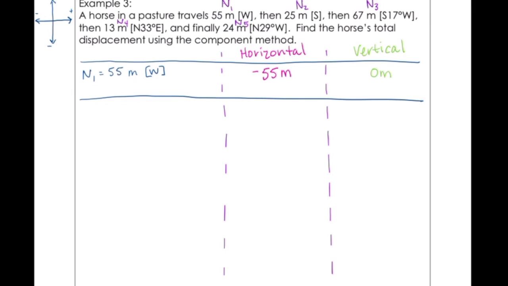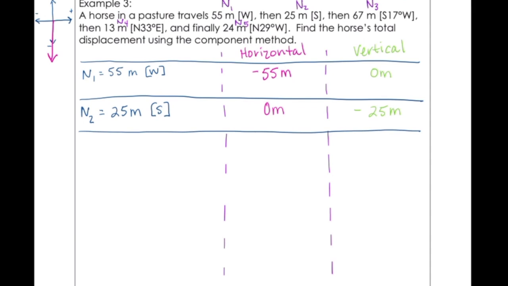For the next one, N2, we have 25 meters south. If we were to draw this one, it would look like this. The horizontal aspect for this is 0 meters, and the vertical aspect is negative 25 meters because it's going down. Those ones were pretty simple because we're just going in one direction.